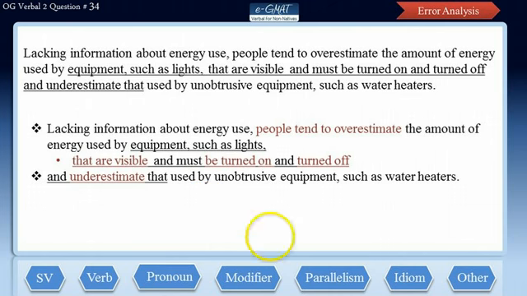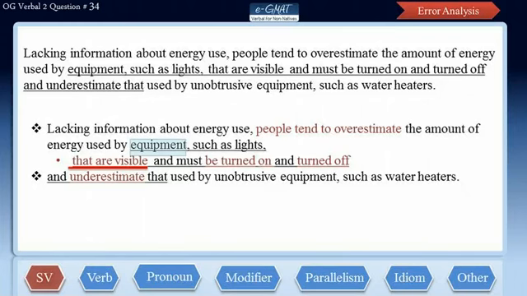Now here in the underlined portion of the sentence, the phrase that are visible, here, that modifies equipment as if we are saying equipment are visible. Now equipment is singular and are is the plural verb. So certainly here the subject does not agree in number with the verb. So we have a subject verb number agreement error in the sentence.